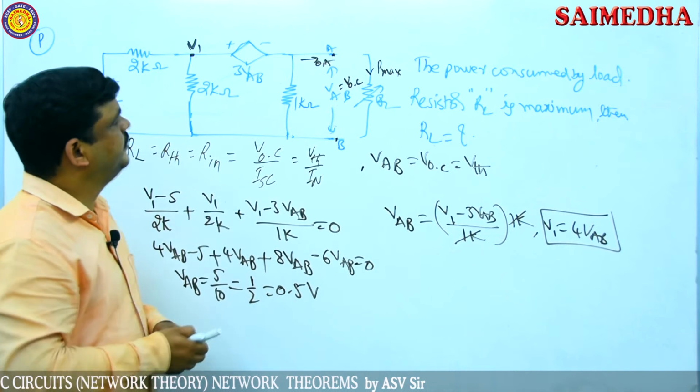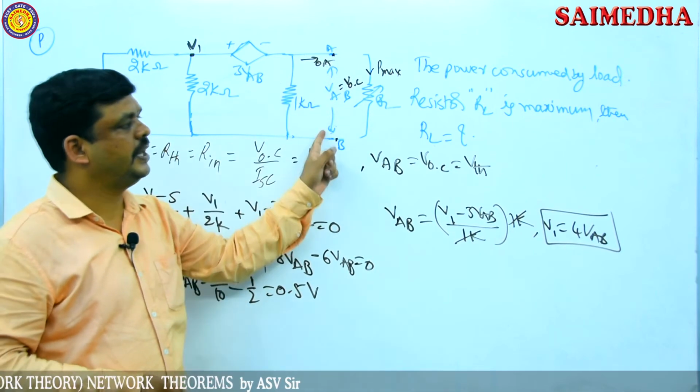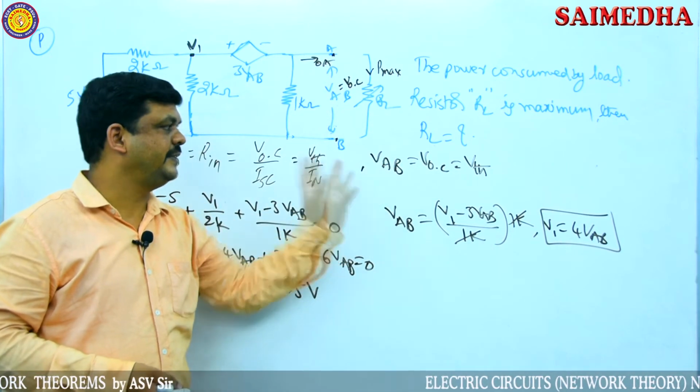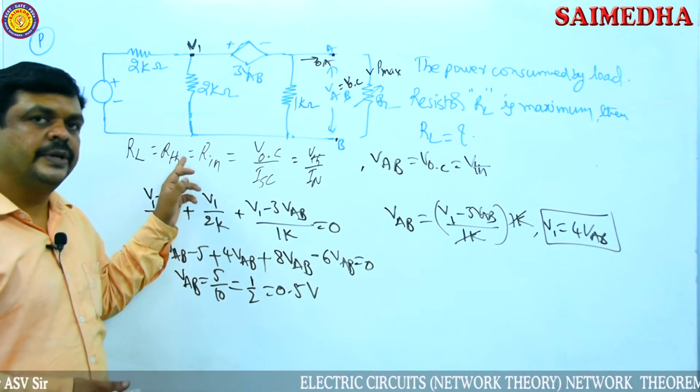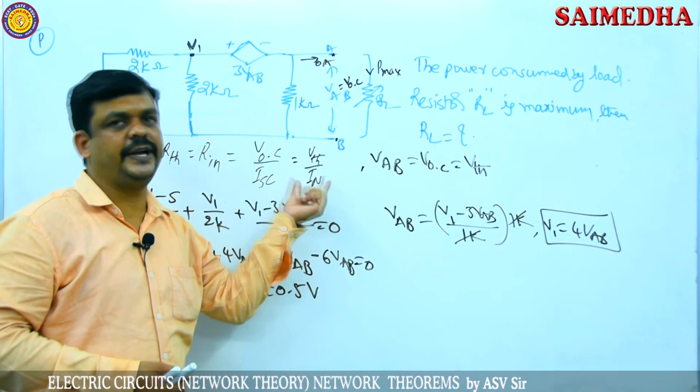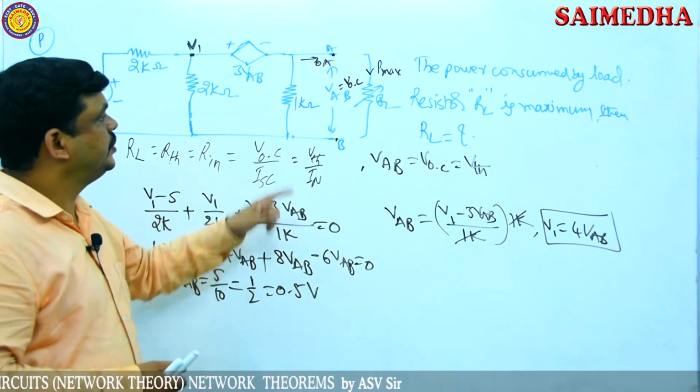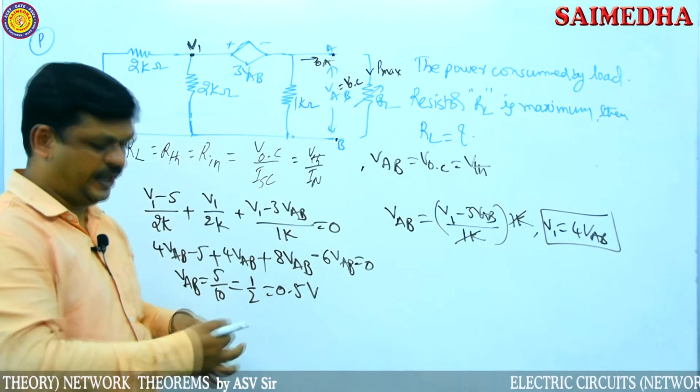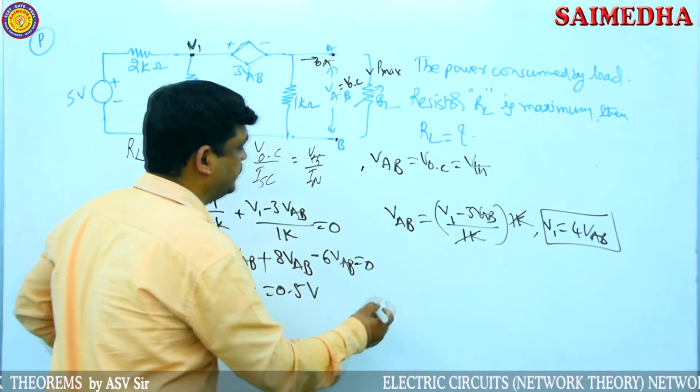Then similarly we have to find out the short circuit current here, because our required value is RThevenin. RThevenin is nothing but VThevenin by IN. So then find IN, the short circuit current. So these two terminals are short circuited. Then the circuit is like this.